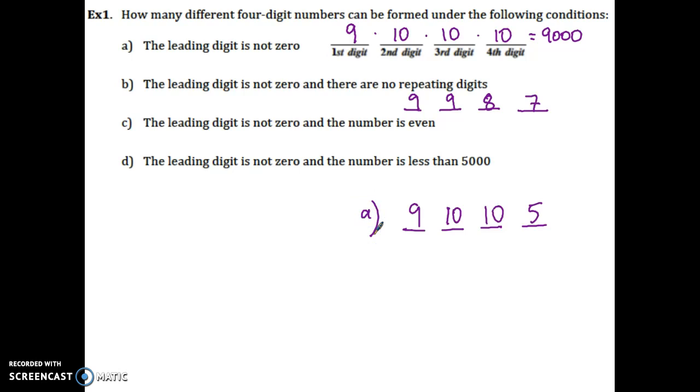And then finally, for the last part, the leading digit is not 0 and the number is less than 5,000. If we're going to be less than 5,000, then the first number can be any number from 1, 2, 3, or 4. So we've got 4 options. The leading digit is not 0 is the only constraint, aside from the fact that it's less than 5,000. So we can have 10 options in here.